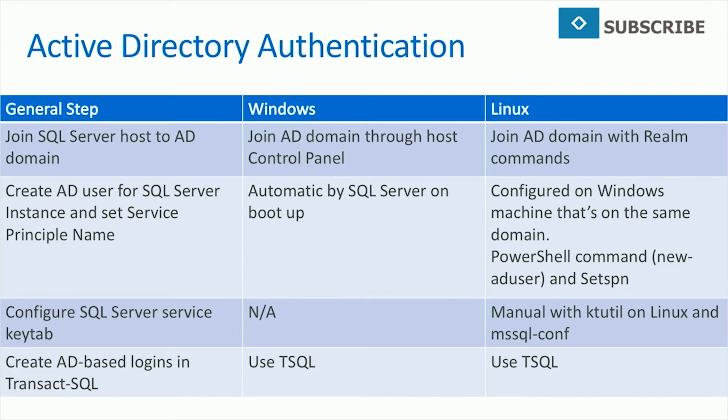On Windows, again, this is done automatically at boot up time, so you don't have to do this. The key tab file contains the service principal and the encrypted keys so that AD users can connect to the SQL Server service. On Linux, this is achieved by using the ktutil tool and mssql-conf to tell the SQL Server instance to use that key tab. And the last step is to create an AD-based login in T-SQL. This is the same across Windows and Linux.